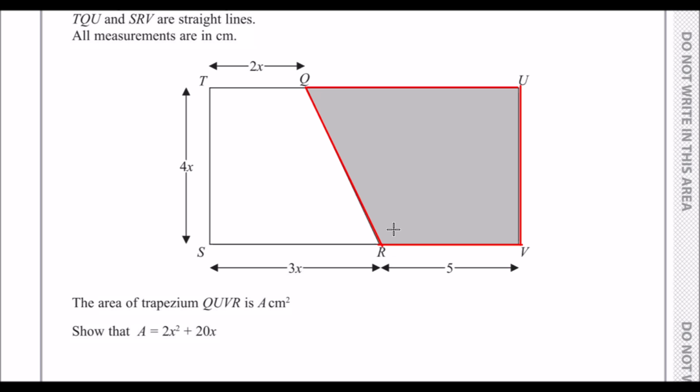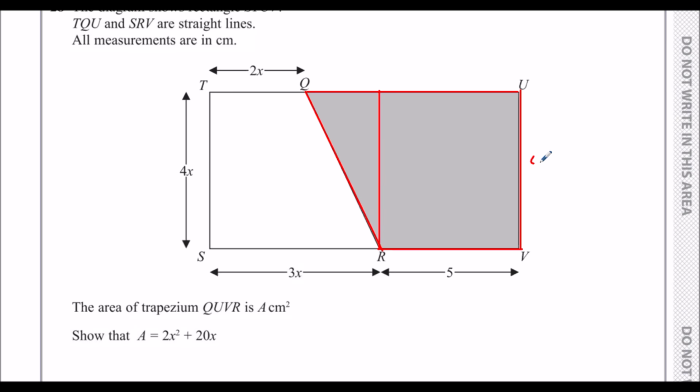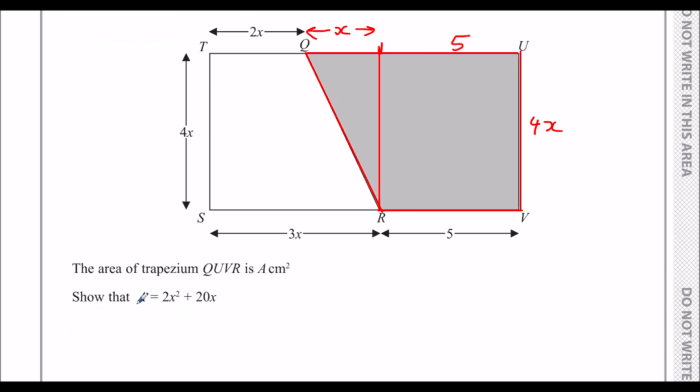So we could either work this out as a trapezium or split it into a rectangle and a triangle. So this length here is 4x as well. It's a rectangle, so it's 4x over here. We've got 5 up here, that's the same as RV, and Q to this point here, it's 3x take away 2x, so it's 1 more x. So we have a triangle and a rectangle.